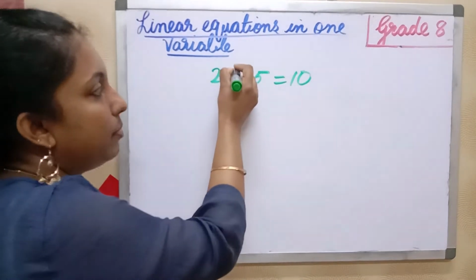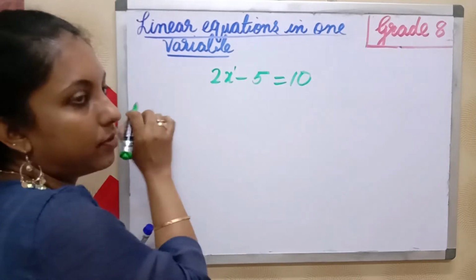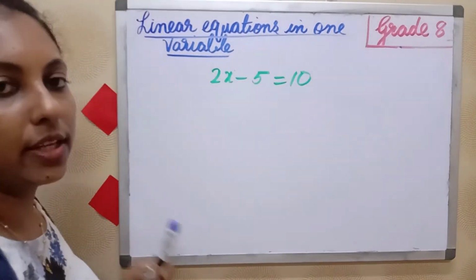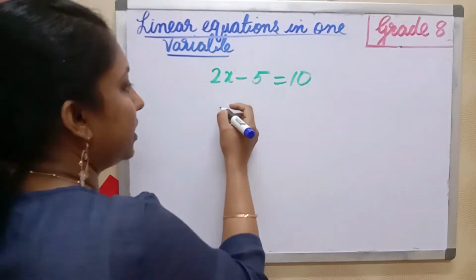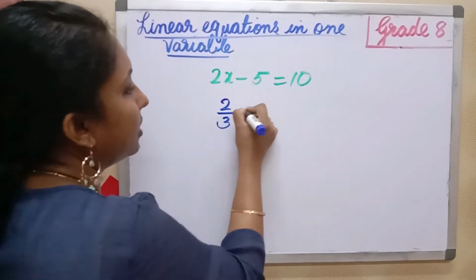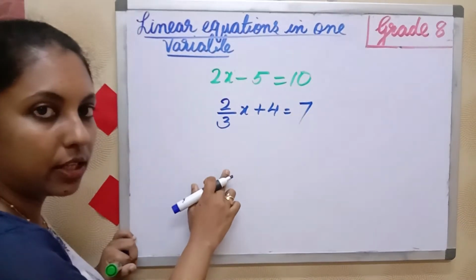The highest power of x is 1. Power means raised to exponent. This one, the highest power of x is 1. 2x minus 5 is equal to 10, linear equation. Then 2 by 3x plus 4 is equal to 7. This is also linear equation.